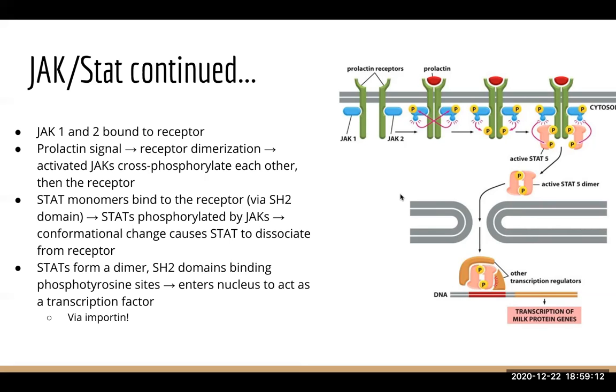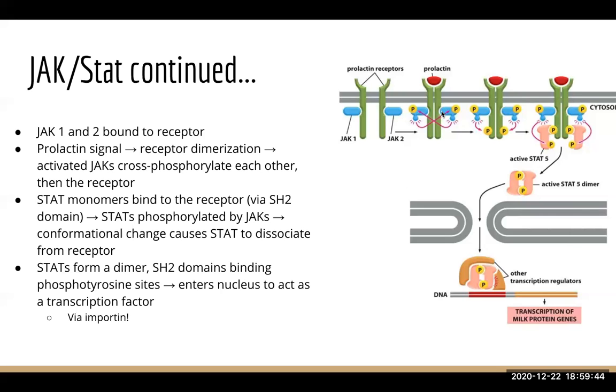So try not to get those confused. Basically, JAK1 and JAK2 bind tightly to the receptors. These green things are the receptors they are binding to, and JAK1 and JAK2 are these blue oval things. In this example, it's for lactation, so these are prolactin receptors. The prolactin signal comes in and binds to the receptors, and they dimerize, similar to the RTK.